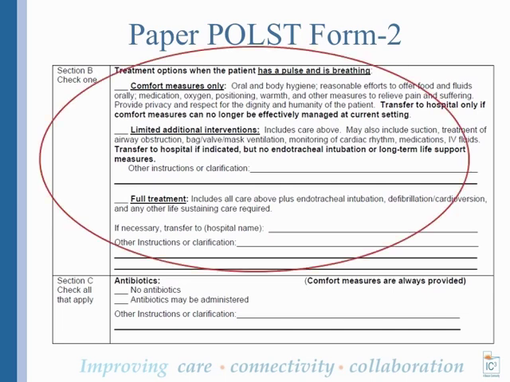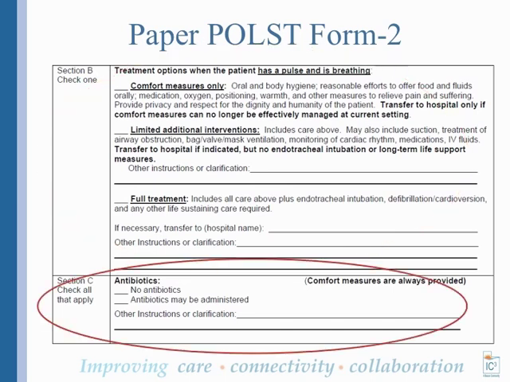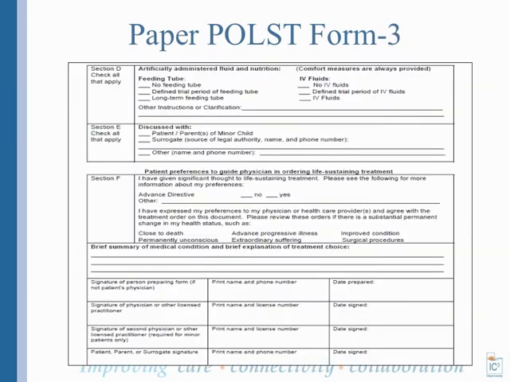Do you want the full treatment or do you want only comfort measures? And then section C says, okay, I want antibiotics, I don't want antibiotics. And then ultimately, it talks about the fluid and the nutrition, and then this one talks about who you discussed this with when you filled out the form, who was present, was the provider present, who else was present? And then you have whether you have an advance directive or not.